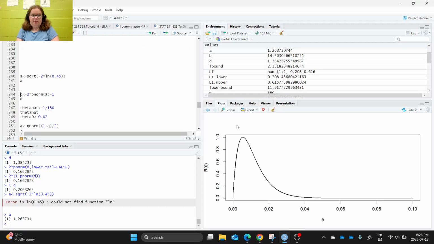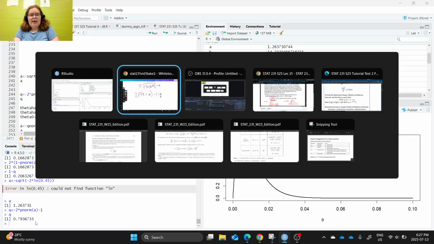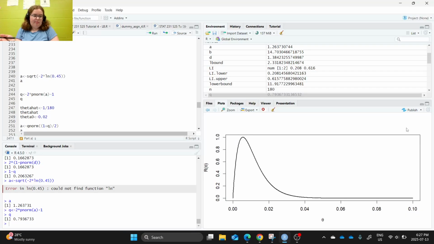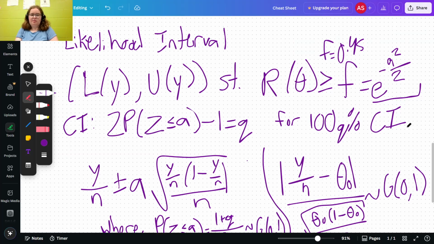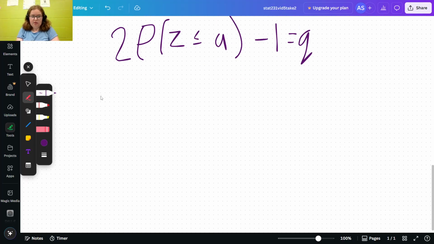You'd need to use either some R code or the table to calculate this probability, but you can see over here that I've computed my A value, and I say 2 times P norm of A minus 1 is going to be Q. And we get that Q is 0.7936, and from there, we're doing 100Q% CI. So essentially, we're looking at the 79.4% confidence interval. I've multiplied that by 100 and that little decimal there. So our equivalent confidence interval is going to be this 79.4% confidence interval.